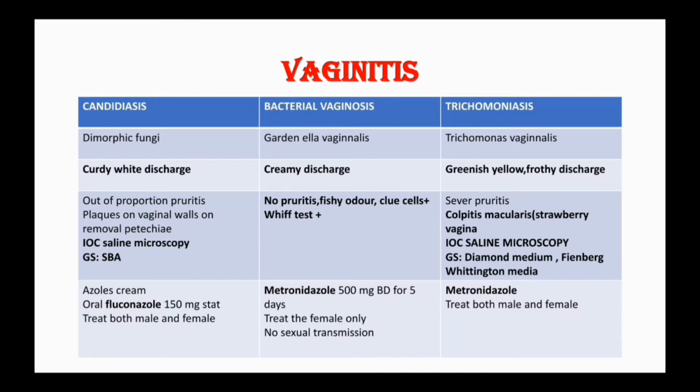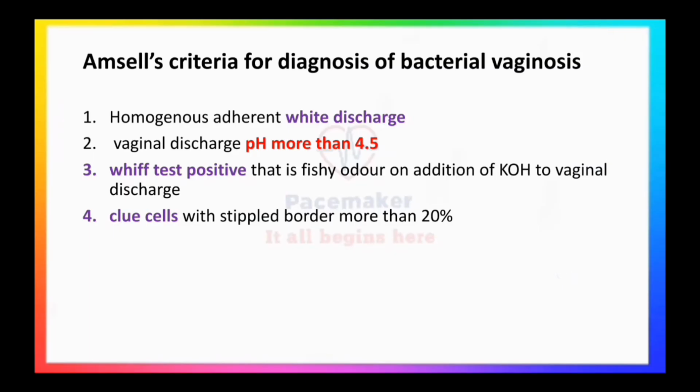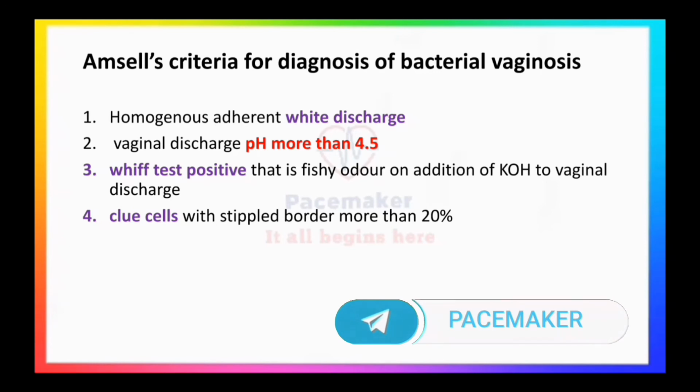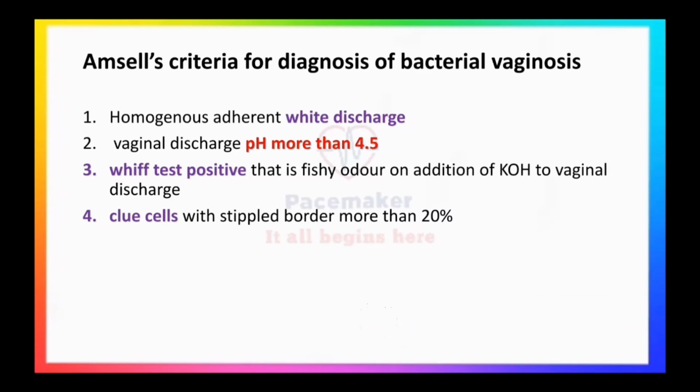Let us now look at some pictures of these conditions. So before going to that, let us discuss Amsel's criteria. Amsel's criteria is used to diagnose bacterial vaginosis. There are 4 criteria. First one is homogeneous adherent white discharge, second is vaginal discharge pH more than 4.5, third is whiff test positive, that is fishy odor on addition of KOH to the vaginal discharge, and fourth, you will see clue cells with stippled border more than 20%.